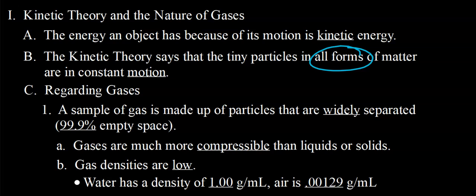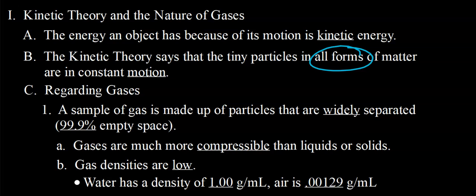Gas densities are very low. Remember, density is a ratio of mass to volume. So gases occupy a relatively large volume. Think about a balloon filled with helium, for example. It's several liters of helium, but the mass of the helium inside that balloon is really, really small. Just as a comparison, liquid water has a density of 1.00 grams per milliliter. Air, which is a mixture of gases, nitrogen, oxygen, carbon dioxide, and others, has a density much, much lower. You don't have to know this number, just for relative sake, 0.00129.